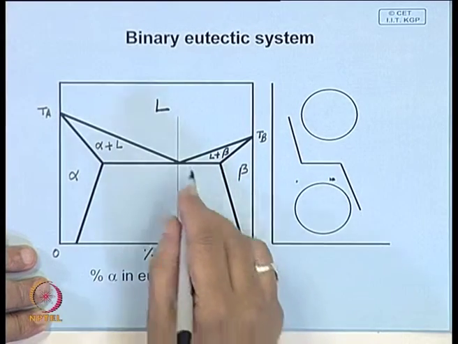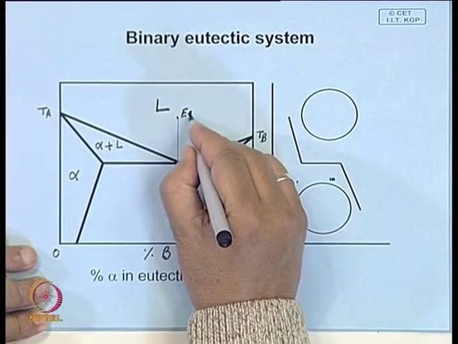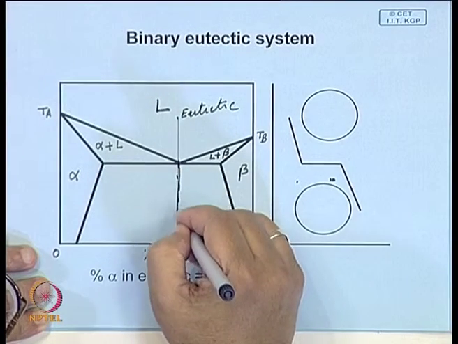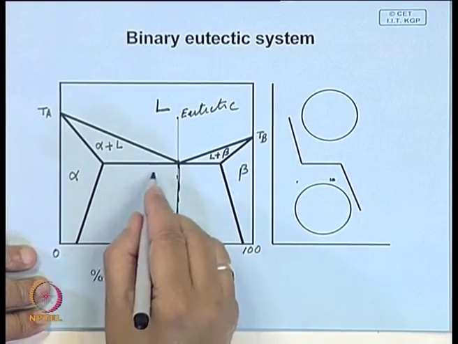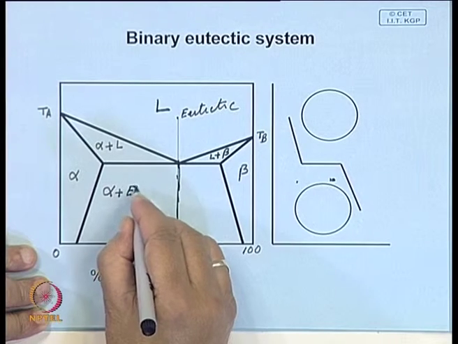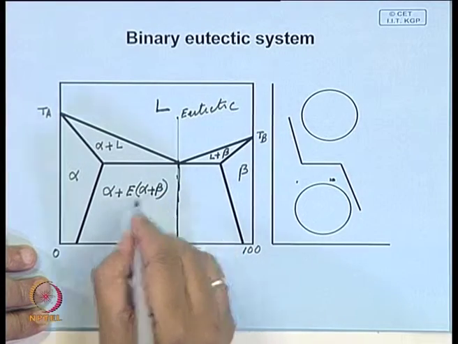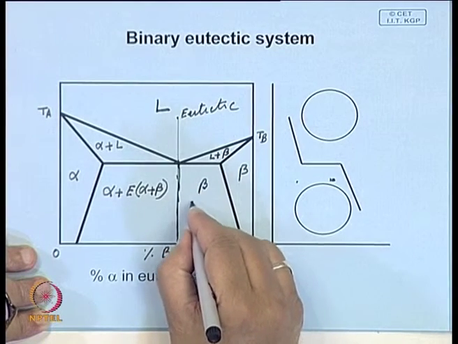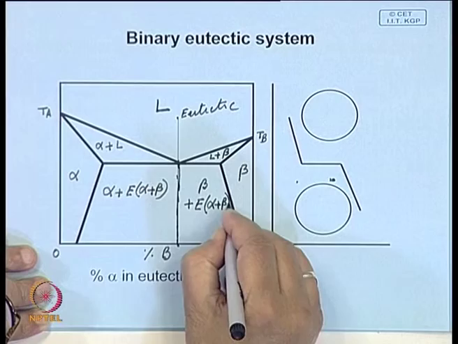So, in this case this line represents the eutectic alloy. I will draw it by a dotted line. This is a eutectic alloy, and the microstructure of this part will be alpha plus eutectic, which we will come to later, which consists of a mixture of alpha and beta. And in this part you will have primary beta plus eutectic consisting of alpha and beta.